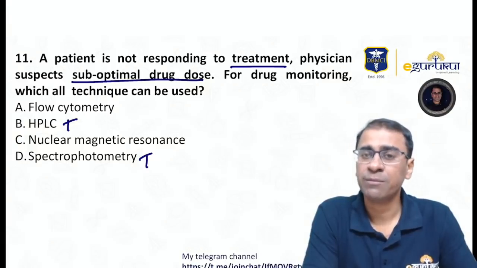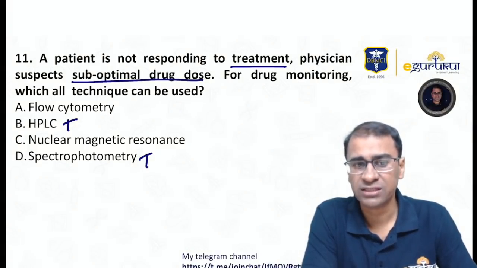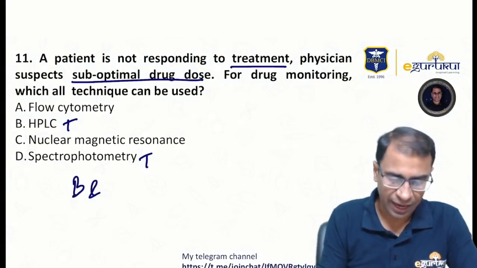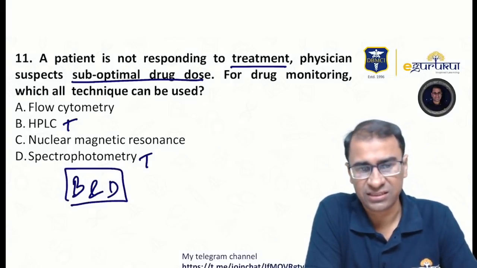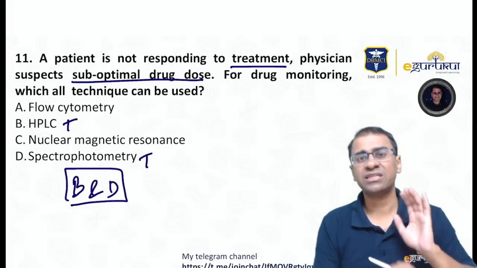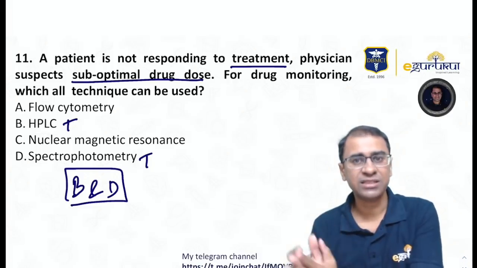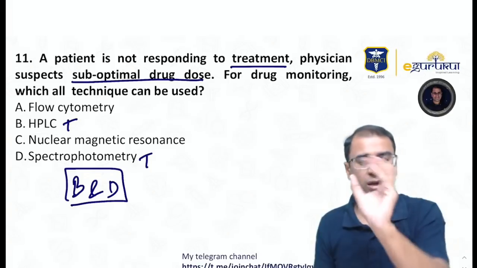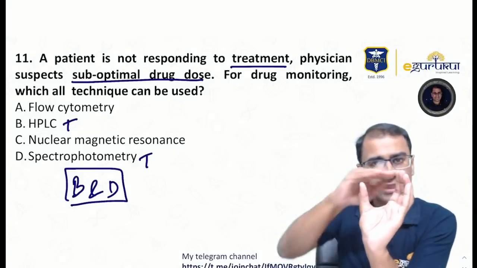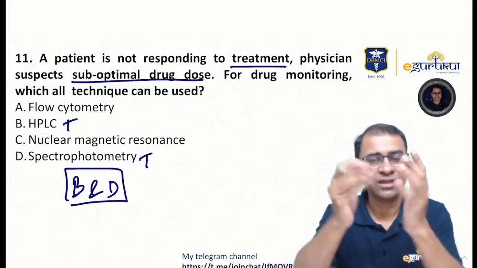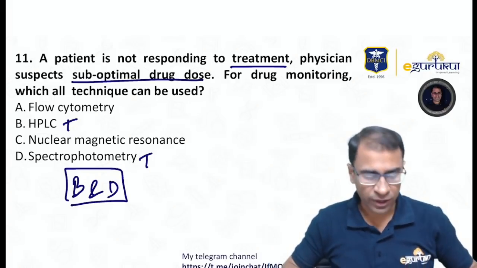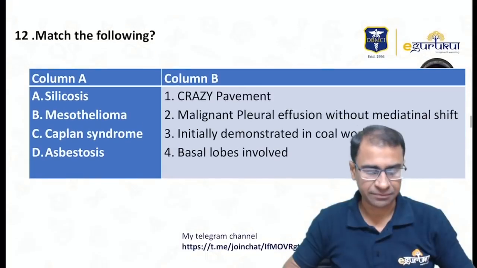It is used for looking for some markers on the leftover cells. So I will go with B and D, which can be used for any drug analysis. Spectrophotometry is just a light-based test in which you pass light through any substance, and the amount of light passing through tells you the concentration of that substance in the given solvent. So you can use both B and D.